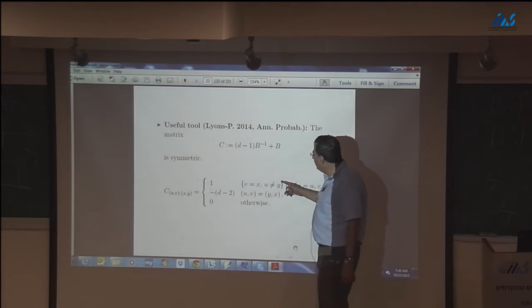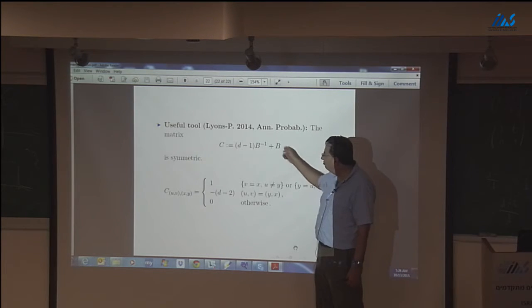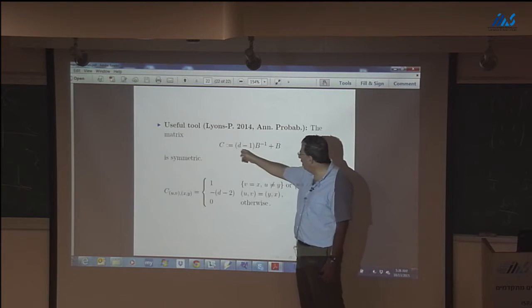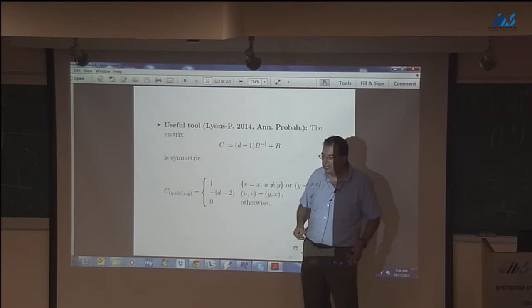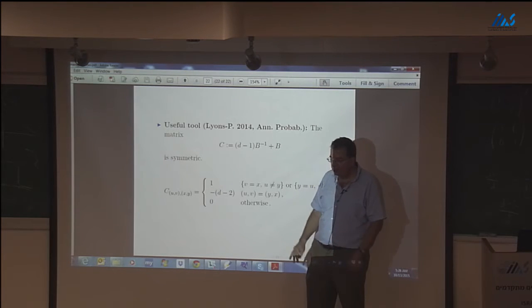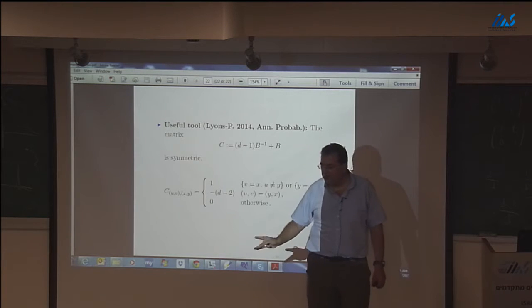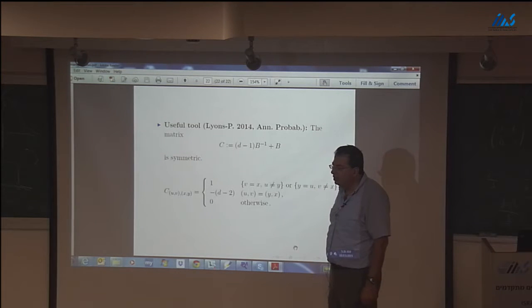Now, again, there is a simple correspondence between eigenvalues of B and eigenvalues of C. If theta is an eigenvalue of B, then theta plus (d minus 1) theta inverse will be an eigenvalue of C. So again, you get the same quadratic equation relating these eigenvalues. And this matrix turns out to be very convenient in several considerations involving non-backtracking walk.